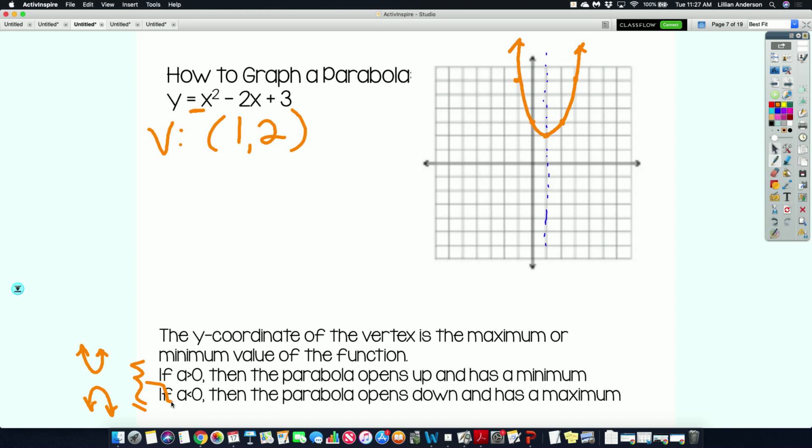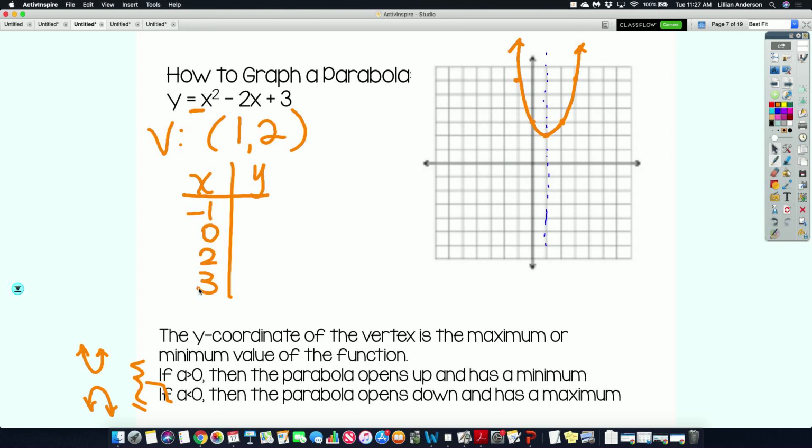What happens if you forget the pattern? What is always your fallback to graph anything? Make a table. Okay? So you can always make a table and plug in a few points that are on the left of your vertex, on the right of your vertex, and do that. So I could have plugged in -1 and 0. I already know what 1 is. Then I could have plugged in 2 and 3.